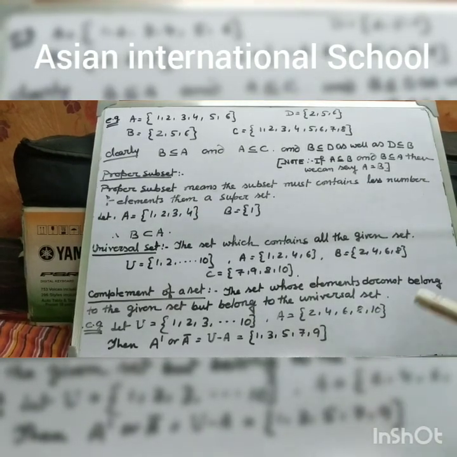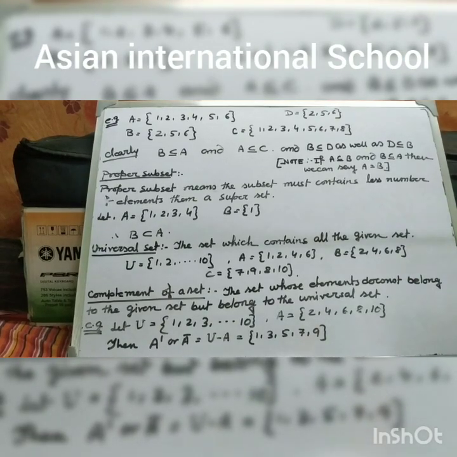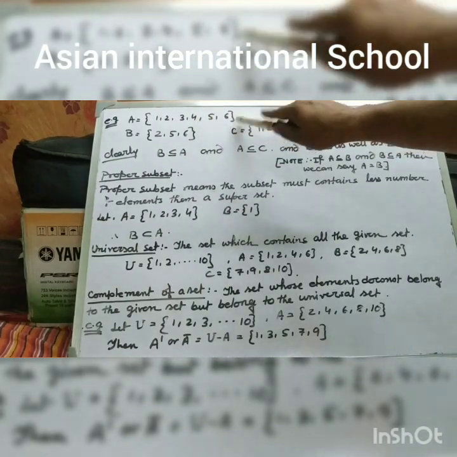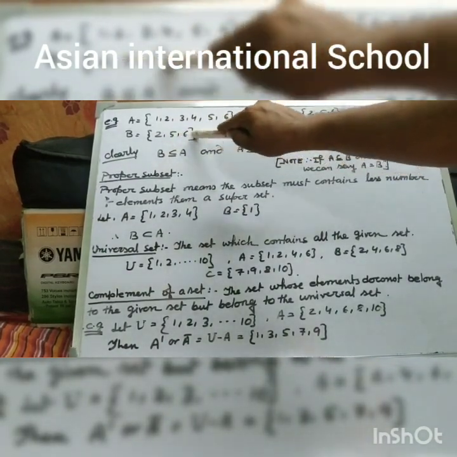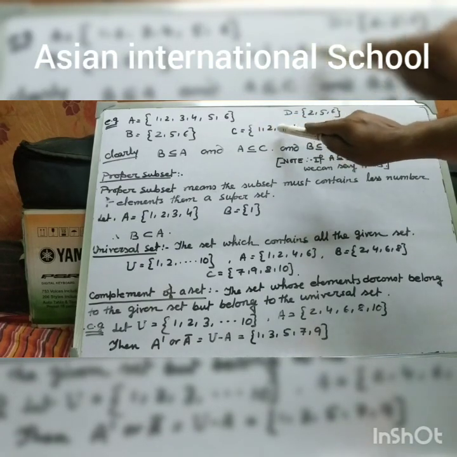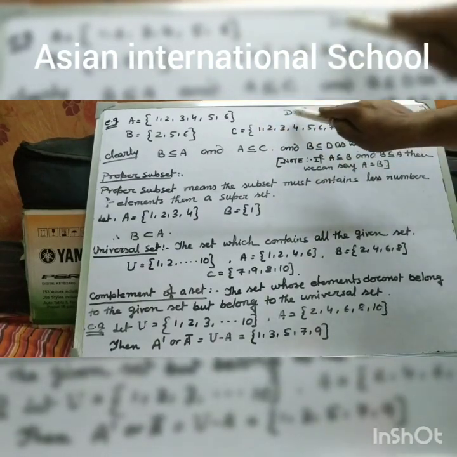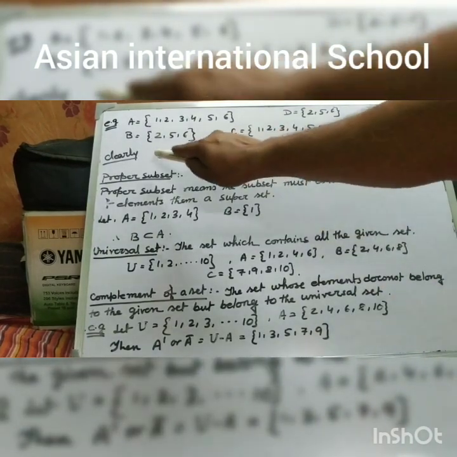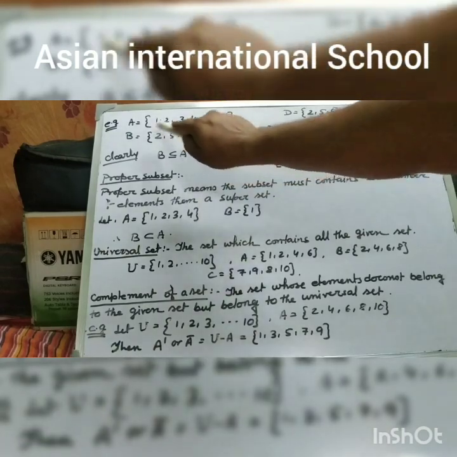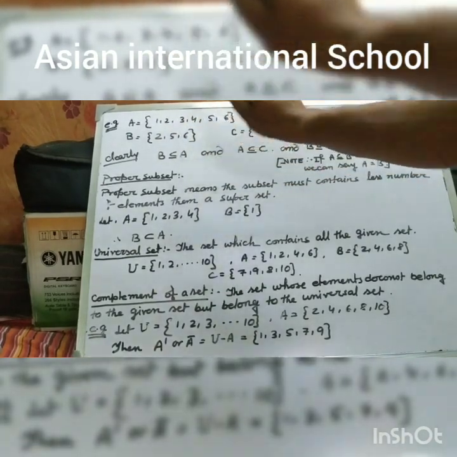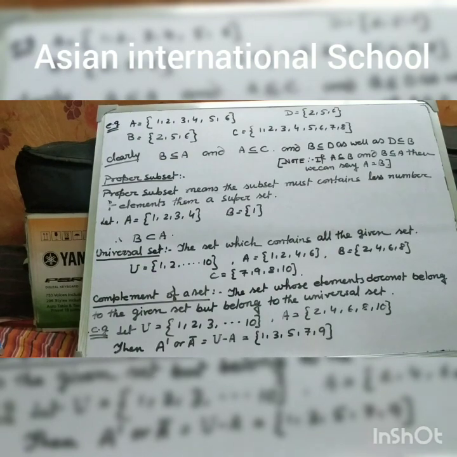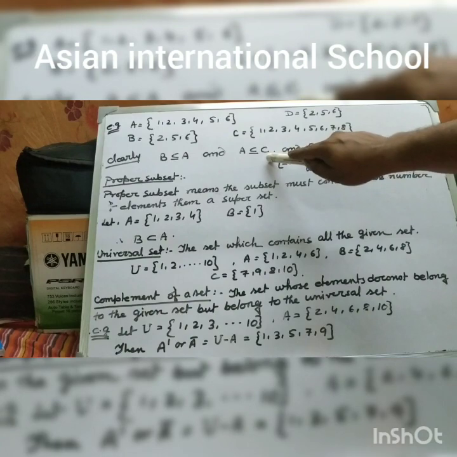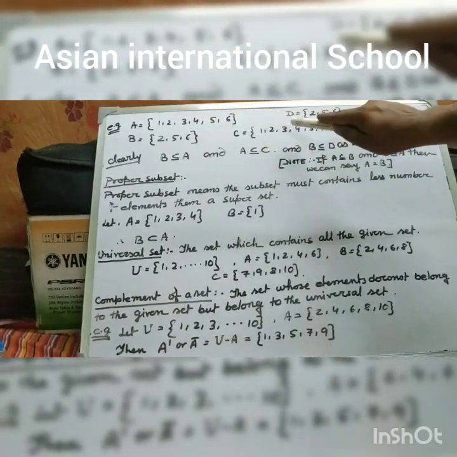Now let's start with the example for the subset and superset. Let A be the set 1, 2, 3, 4, 5, 6 and B be the set 2, 5, 6, C be the set 1, 2, 3, 4, 5, 6, 7, 8 and D be the set 2, 5, 6. Now clearly we can see that B is a subset of A. That means the set B is entirely contained in the set A. So B is a subset of A. Similarly, A is a subset of C because the total set A is entirely contained in the set C.